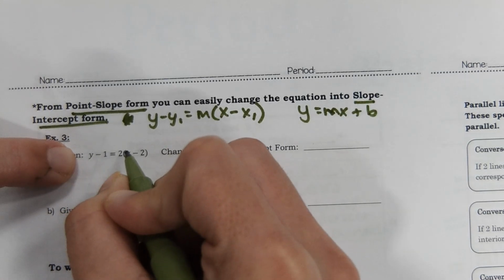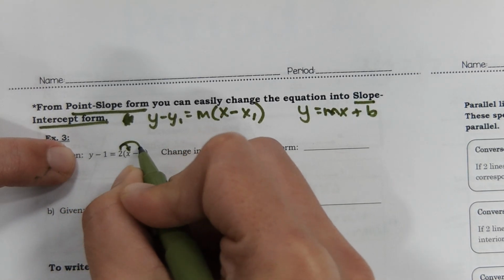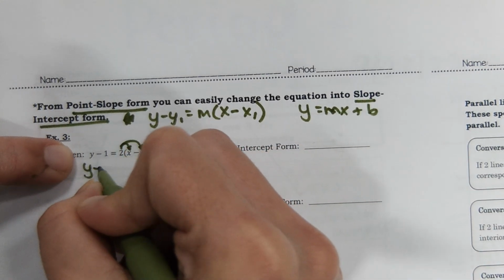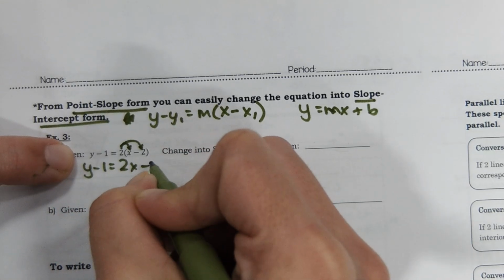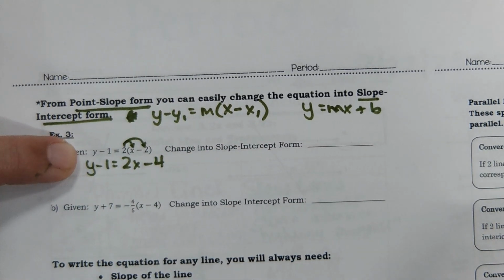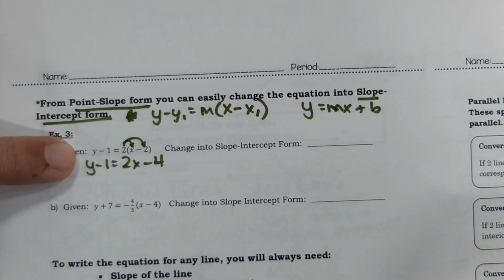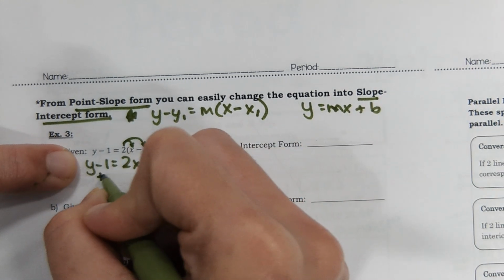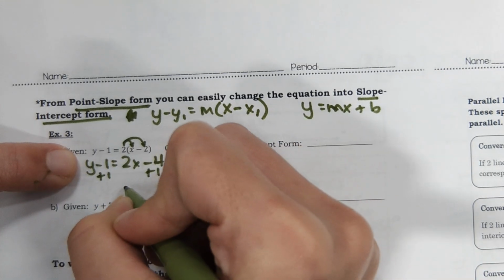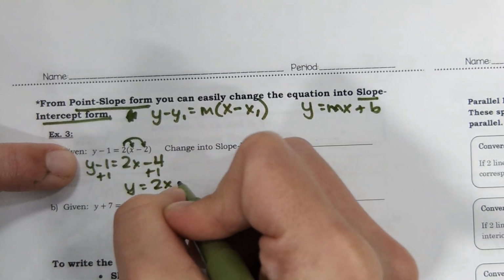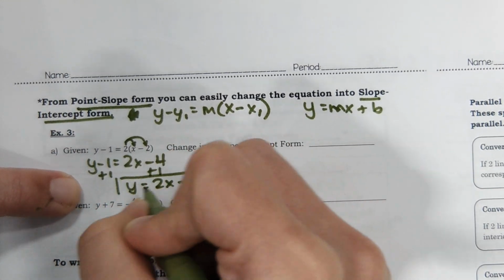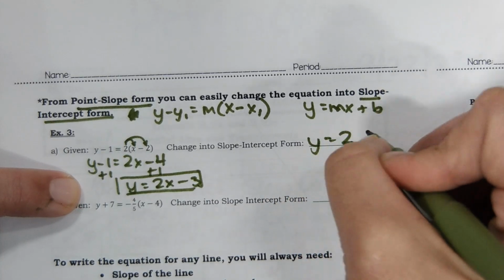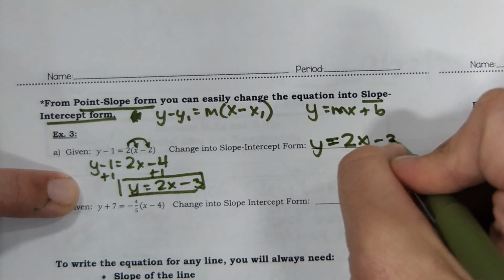The first thing I would do is distribute this 2 to both of those terms. So y minus 1 equals 2x minus 4. So I'm trying to get it into y equals mx plus b. I need to get y by itself, so I add 1 to both sides, and I get y equals 2x minus 3. And that's my answer. Y equals 2x minus 3.